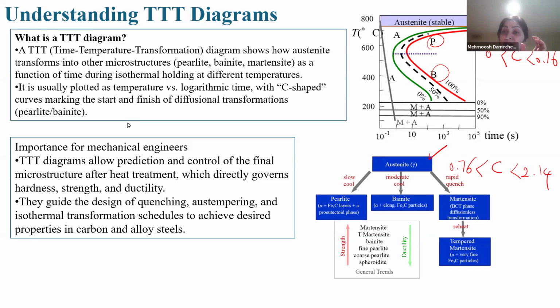If the problem says 0.76 weight percent, the eutectoid composition, you should focus only on the TTT diagram for the eutectoid weight percent. Or if it is 0.45, as in the practice problems that we solve today, that means we have a different TTT diagram. Okay.